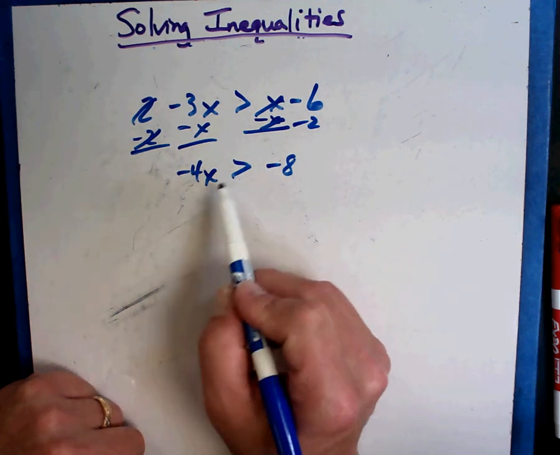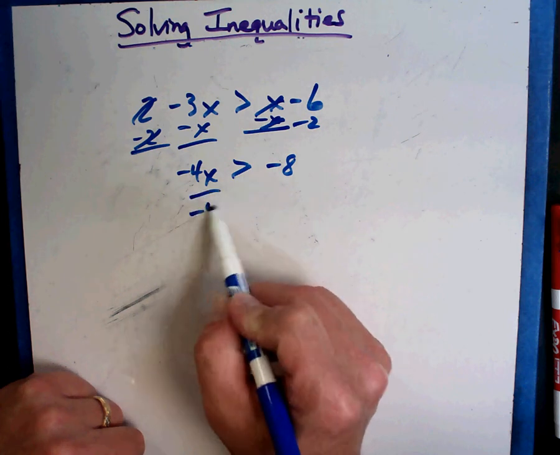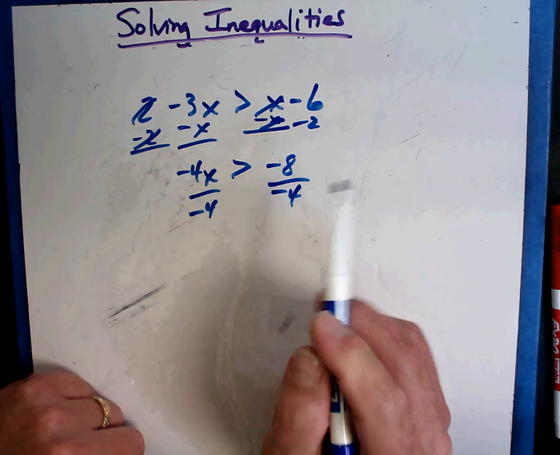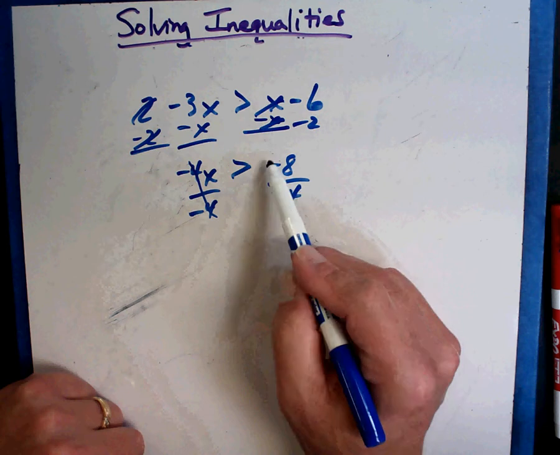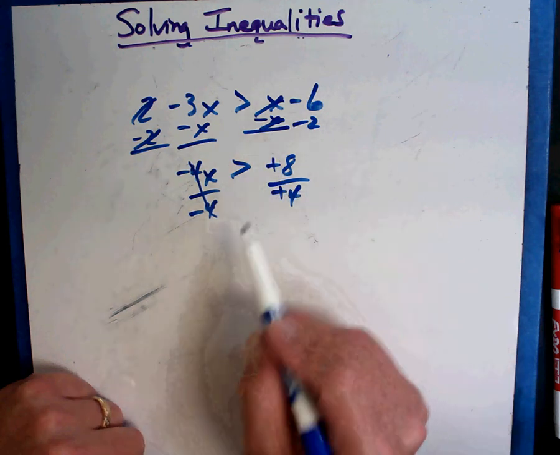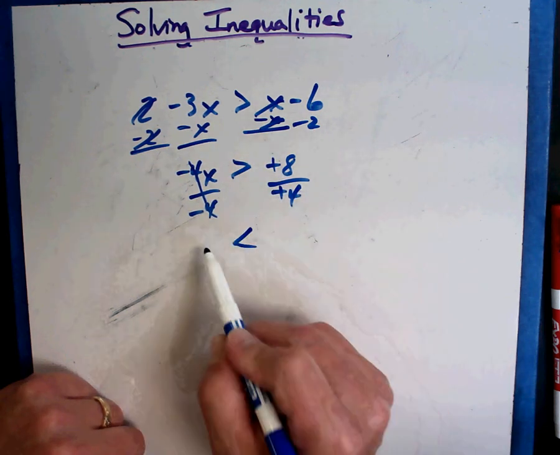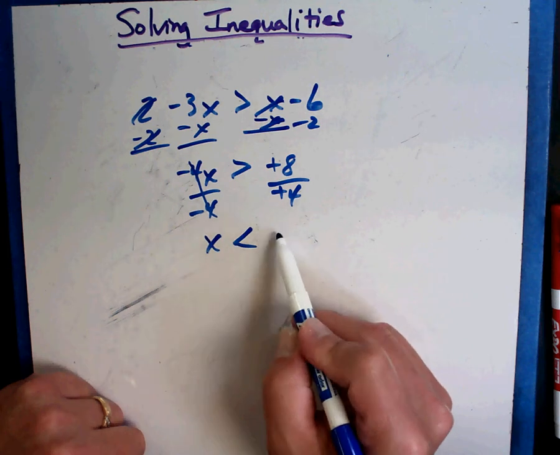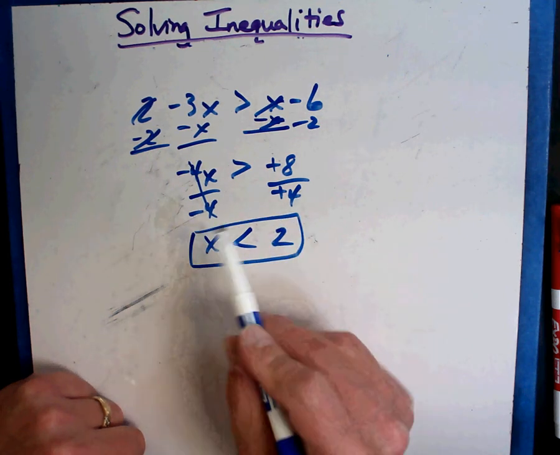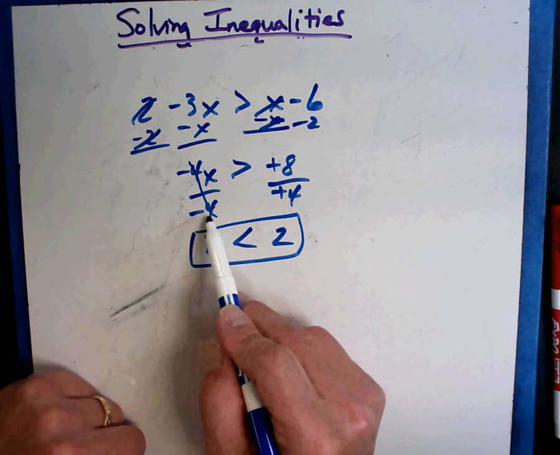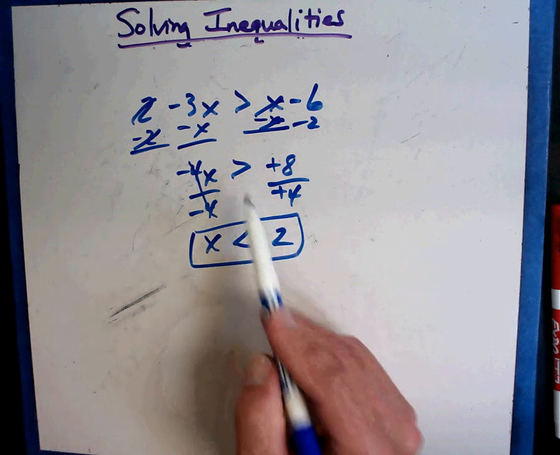So if it's algebra, negative 4x, I need to divide by negative 4. Here's the little trick you've got to remember. Those go away, and negative divided by negative becomes positive, but I divided by a negative, so the sign flips. X is less than 2. If you divide by a negative, you have to flip the sign, so it goes from a greater than to less than.